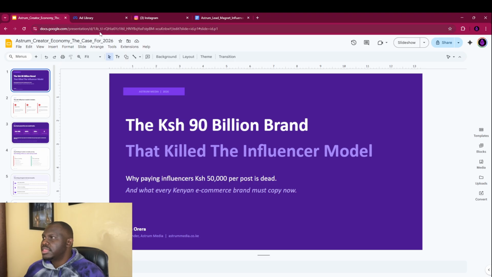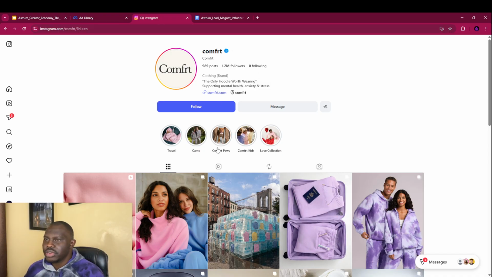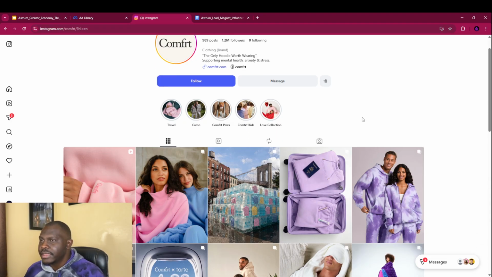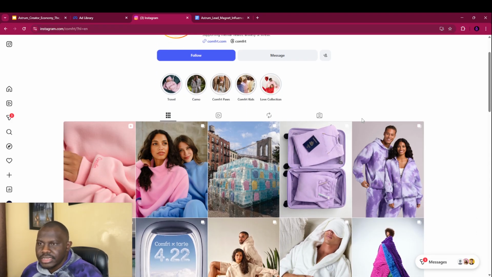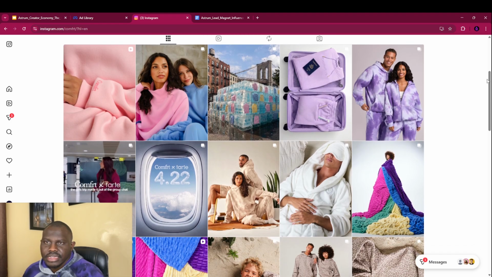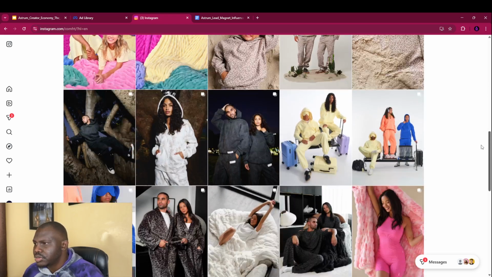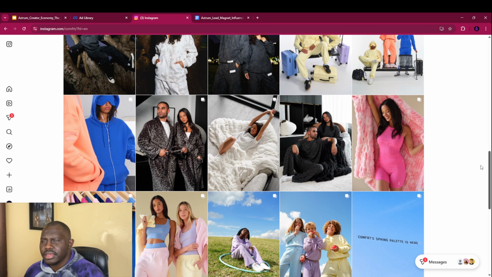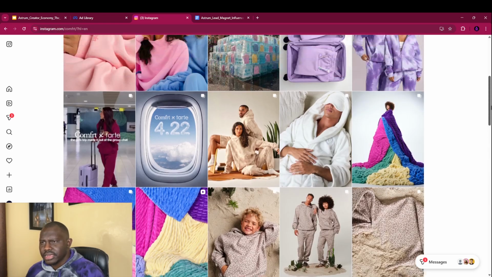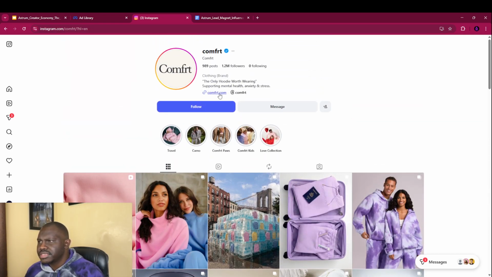So this brand is called Comfort, right? So this is the particular brand. I took this strategy from this brand and modified it a little bit so that it works with most of our clients. As you can see over here, this is their Instagram. They're selling hoodies, they're selling sweatpants. These are comfortable. Their messaging is that they are supporting mental health, right? So if you can see their website.